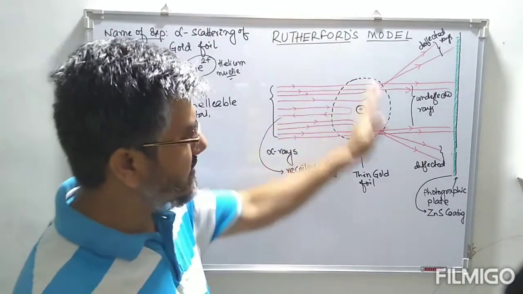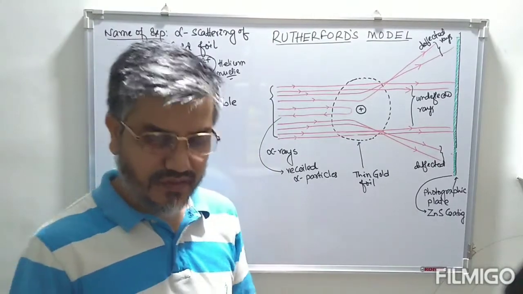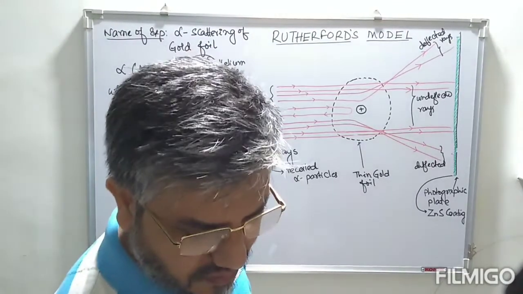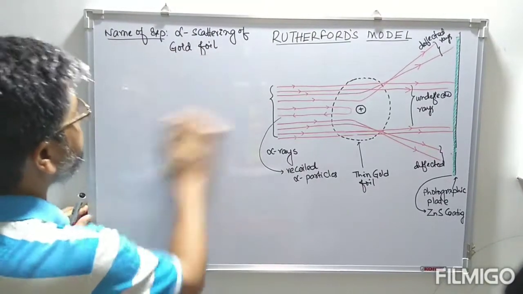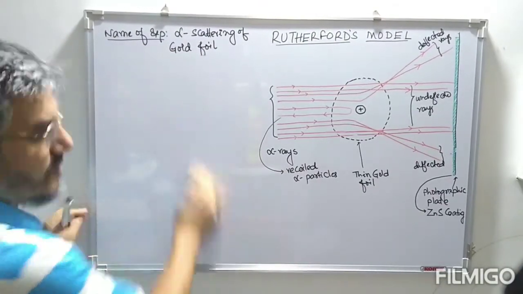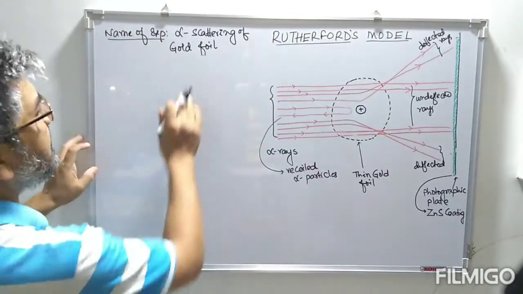So based on this, he made some observations, and based on these observations, he made some conclusions. So now look at it. Let's see what the observations are. Observations of this alpha scattering experiment.